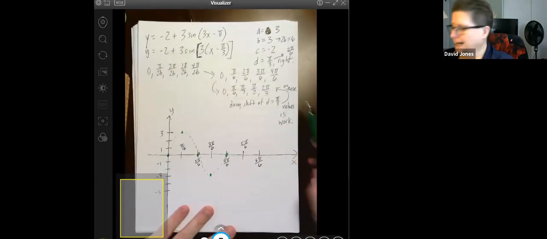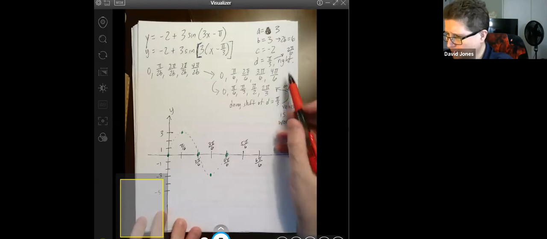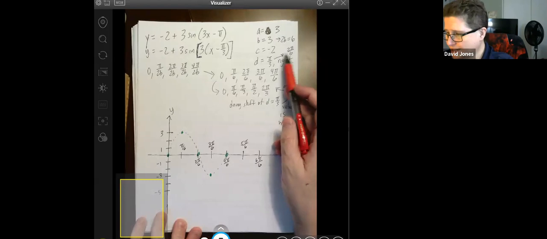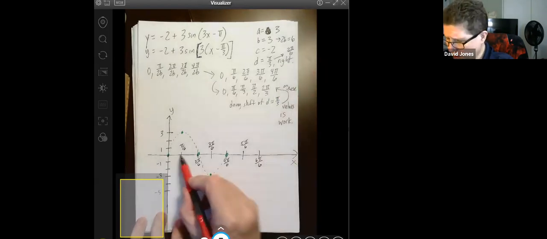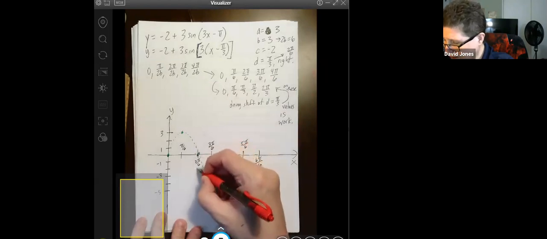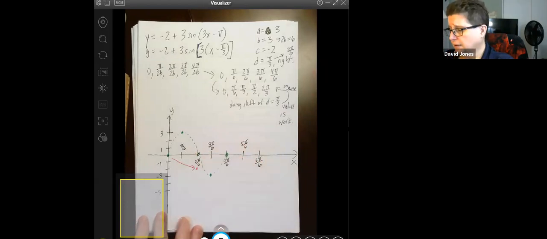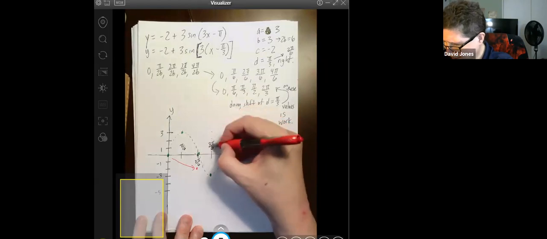Notice my dotted line is really, really faint. Now I do my shift. I need to shift everything right by 2 pi over 6, and it needs to go down 2. So this point goes right 2 pi over 6, down 2. That point shifted to there. This point goes right 2 pi over 6, down 2.